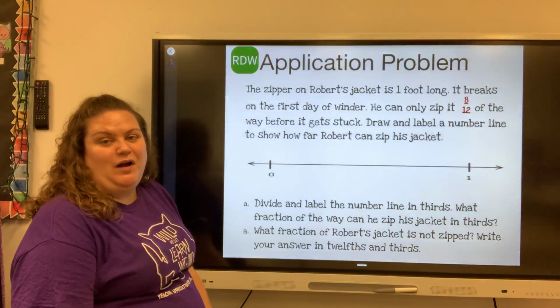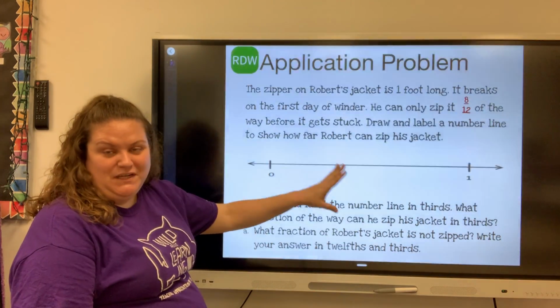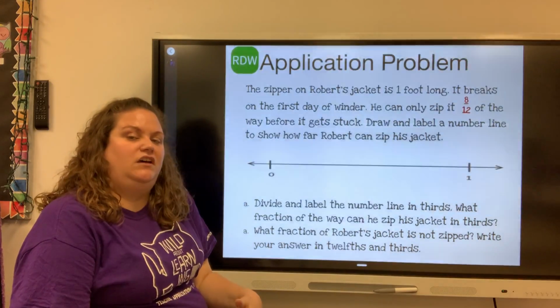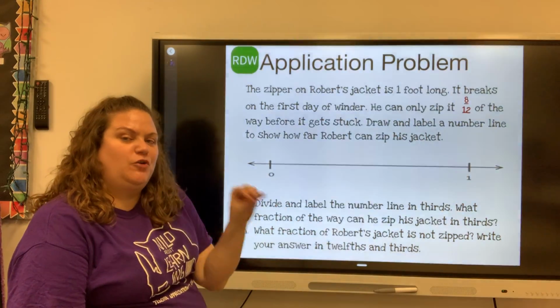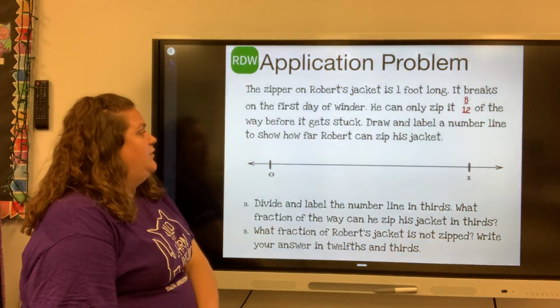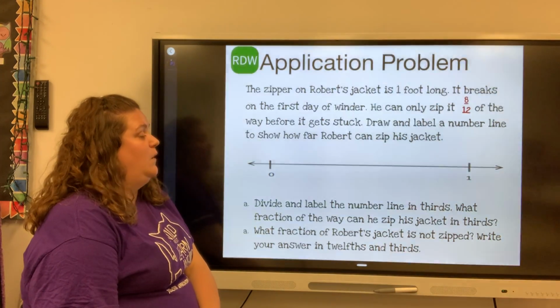It's a read, draw, write problem that already has a number line drawn for me. So if you want to draw your number line, feel free. We're going to read it twice through just so we can read it, understand it. Then the second time we're going to read it and pull out some of that information we need to answer it. So the zipper on Robert's jacket is 1 foot long.